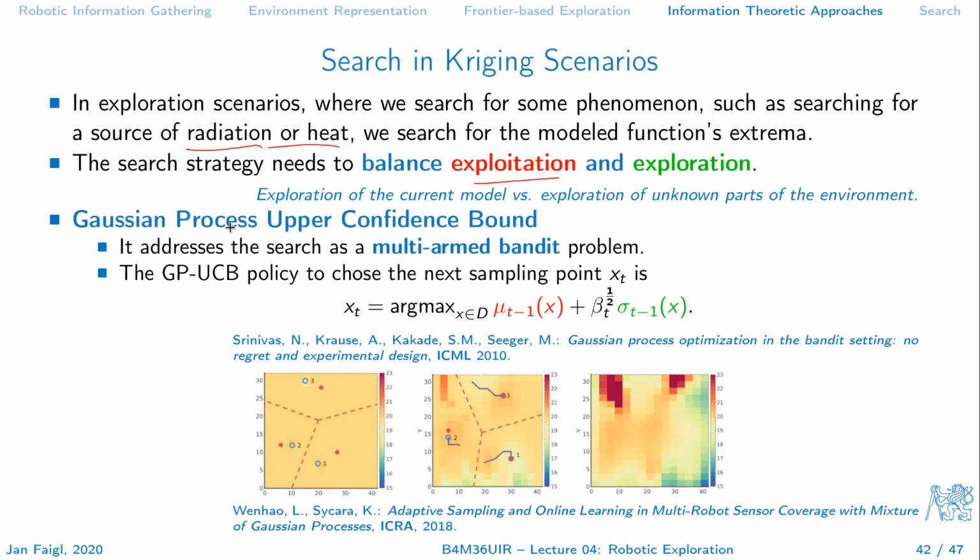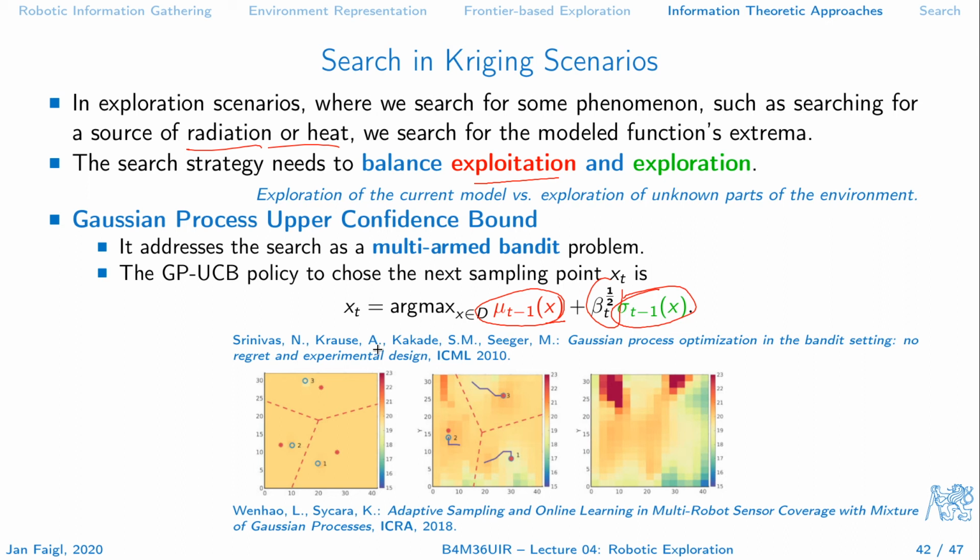One of the approaches, Gaussian process upper confidence bound, addresses the search process as a multi-armed bandit problem. So if you remember your courses on AI, this is one of the applications in robotics. So the policy is actually choosing the next sample point according to the argument maxima, where we have this exploitation part and the exploration part, and we have some scaling or ratio factor to that.